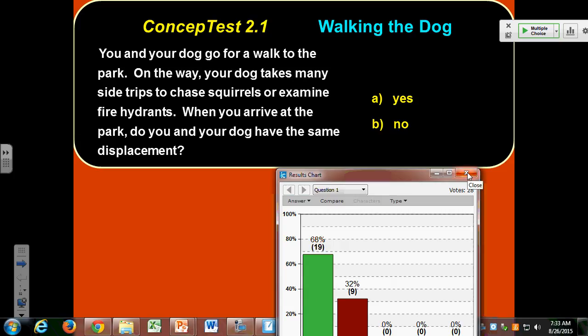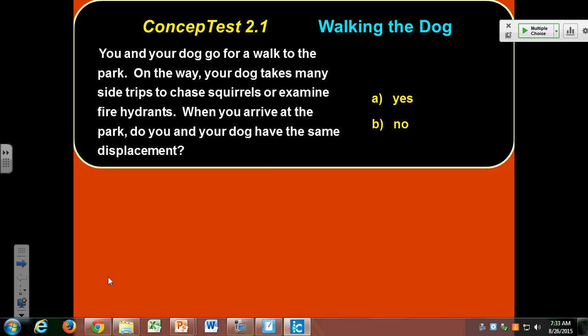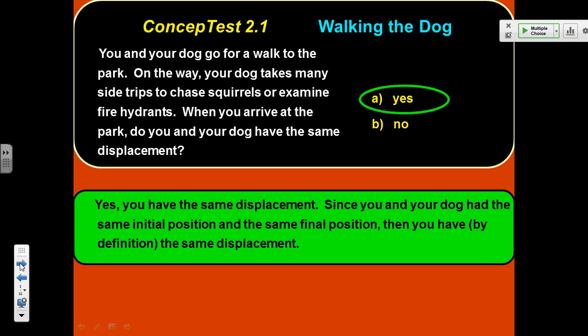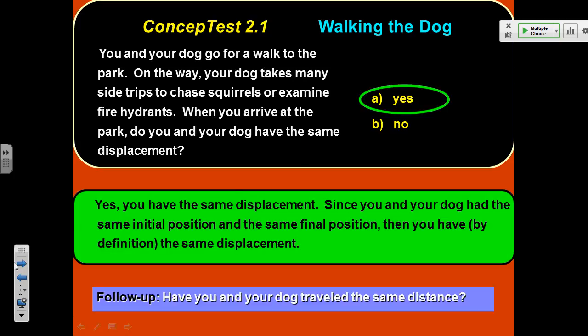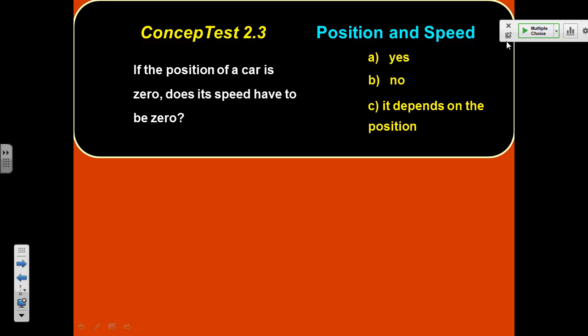So yes is the right answer. The dog, even though it runs a lot more, you still have the same displacement because you have the same what and what? That's right, Claire. The same starting and finishing point, the same initial and final positions, which is how we define displacement. You've not traveled the same distance, however.